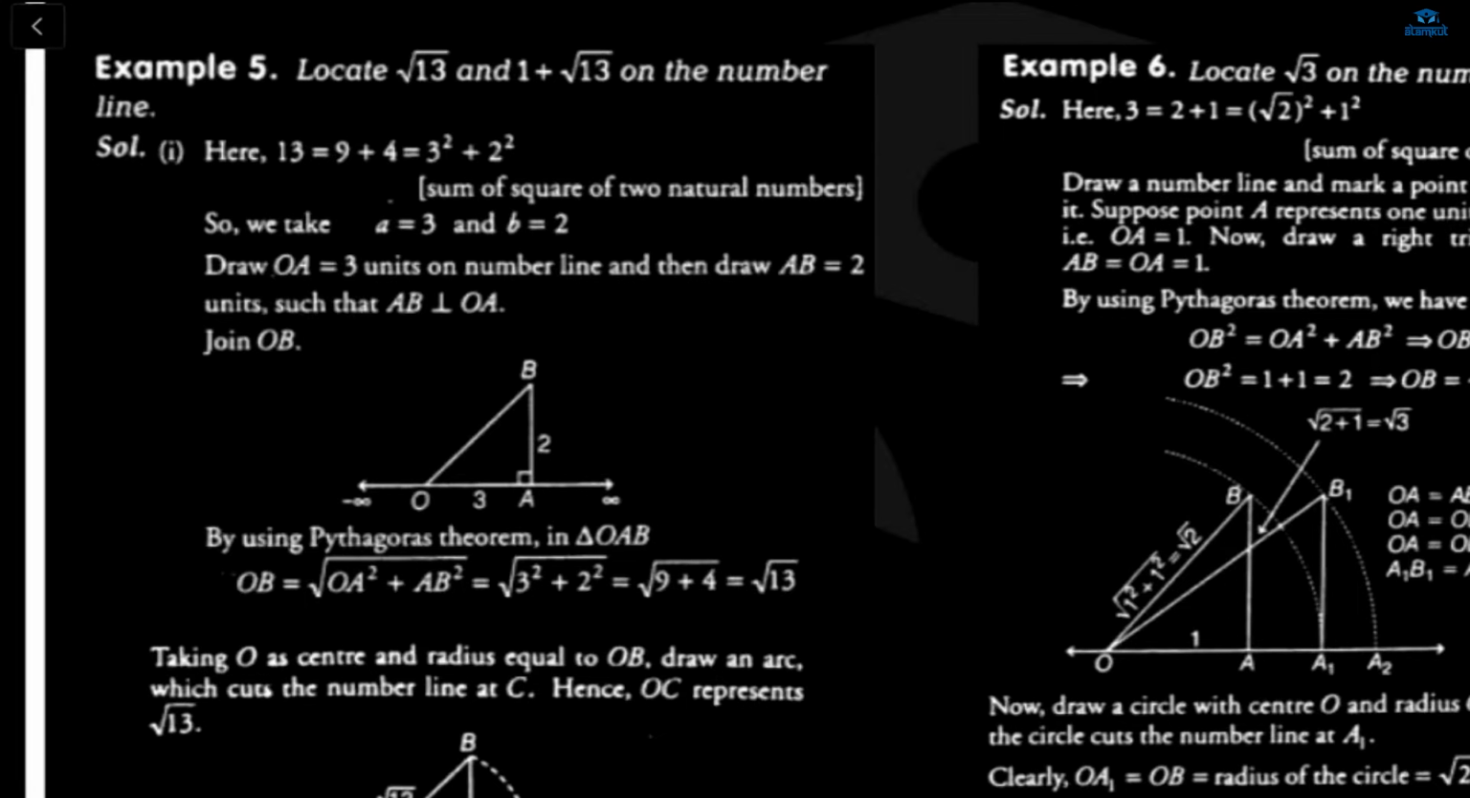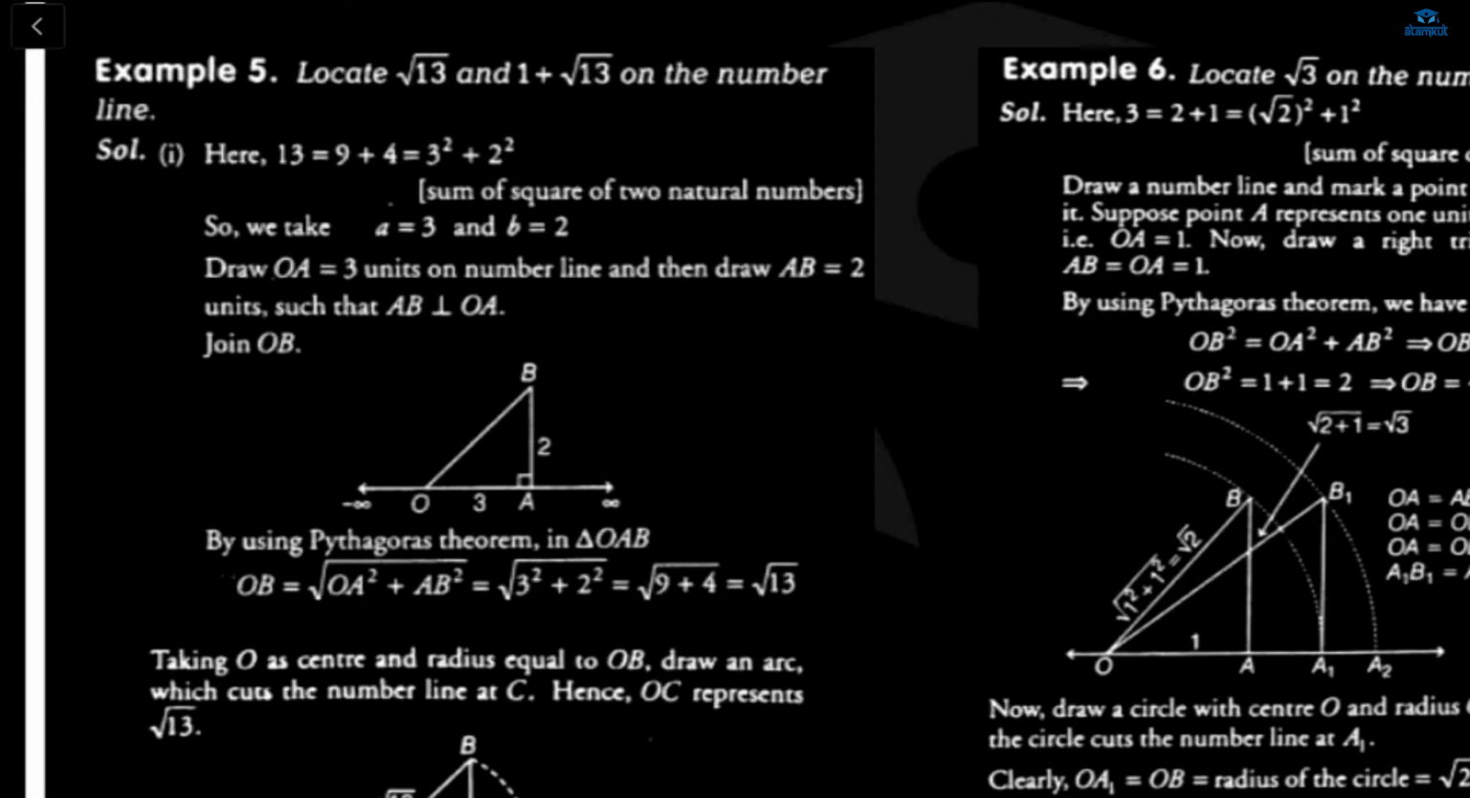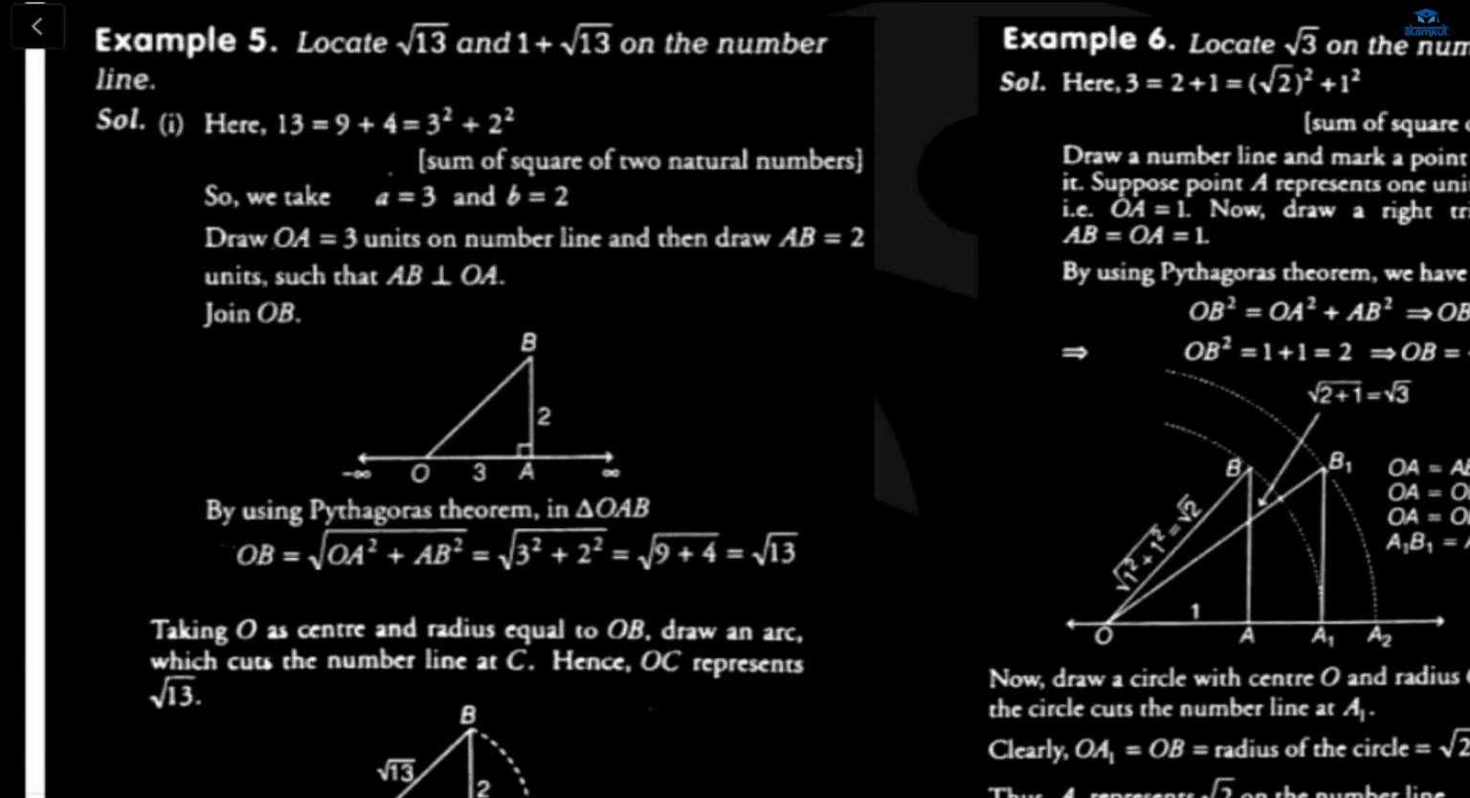Okay. So you have to locate root 13, and 1 plus root 13 on the number line. If you have located root 13, 1 plus root 13 is easy. You just have to start from after 1. So if you see here, how to represent root 13? First, how can you write root 13? Root 13 in the form of square roots of numbers you can write. Exactly with one number you cannot write root 13.